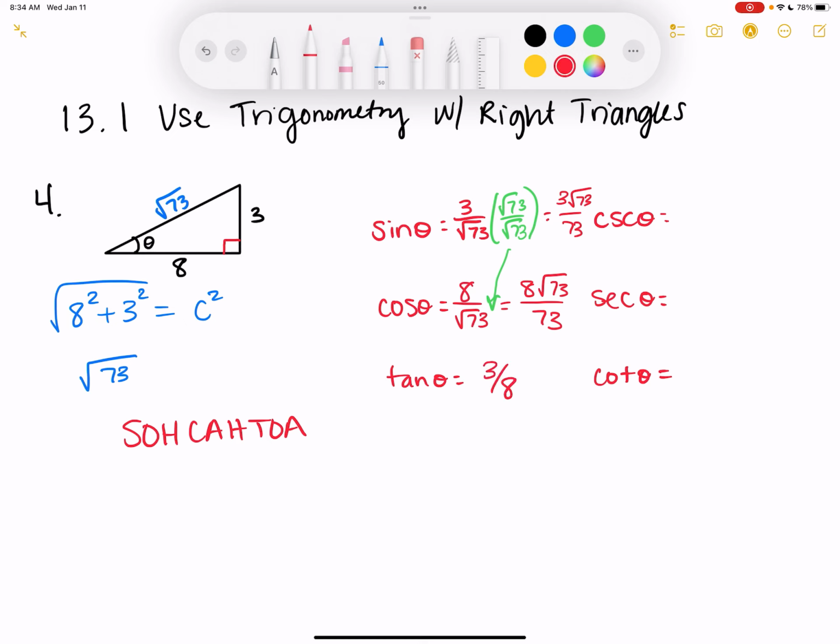Then on the other side, part of the reason for lining them up like this is because literally all we have to do is flip them. But I'm going to flip the original one so that I don't have another radical on the bottom and have to multiply and reduce and all that fun stuff. So I'm going to flip the original, so it's going to be square root of 73 over 3. Secant, square root of 73 over 8. And cotangent, 8 over 3.